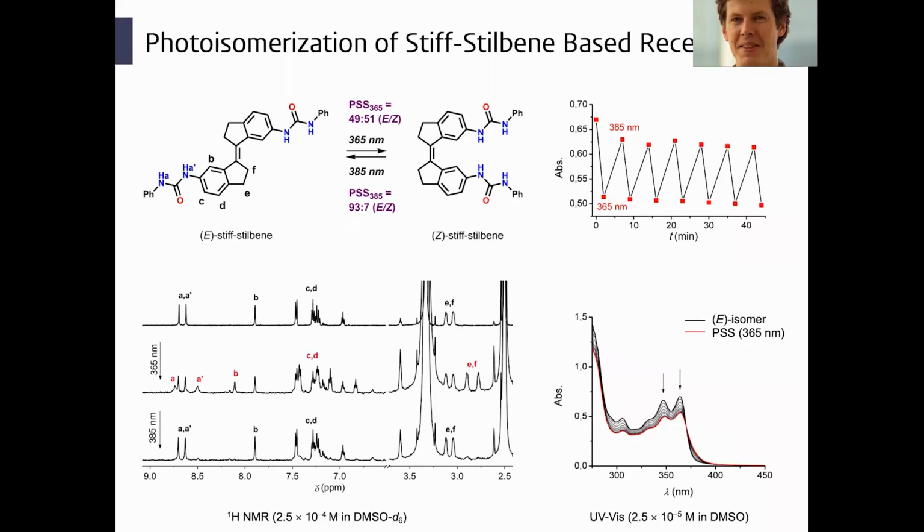So in one example, we introduced these urea groups to these switches, and by NMR and UV-Vis spectroscopy, you can very nicely follow these isomerization processes. Of course, when you start with the E isomer and irradiate with UV light, you see typical signals appearing in the NMR spectrum that belong to the Z isomer. And in our case, we generate around 50% of the Z isomer at the photostationary state. And then by irradiating at a bit longer wavelengths, you can again go back to the E isomer, and you can do this over and over again.